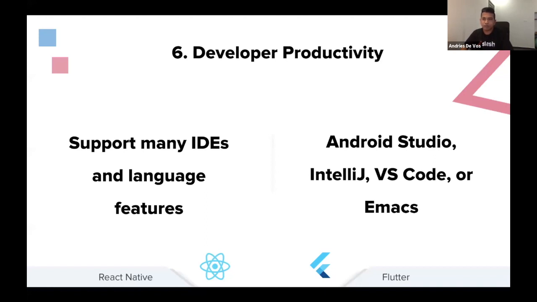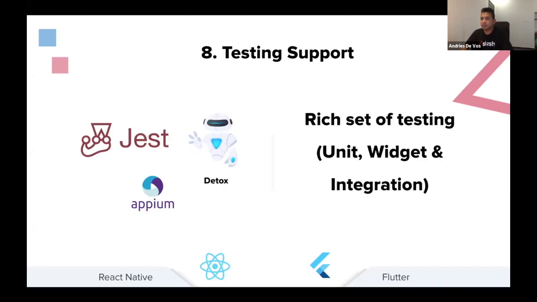Testing and support. Because React Native uses JavaScript, a tool such as Jest is a JavaScript testing tool. However, if it comes to UI testing or integration, it might need another tool, such as Detox or Appium. But React Native doesn't provide official documents for those, so you need to go directly to the Detox website, GitHub, or the Appium website to get started with React Native.